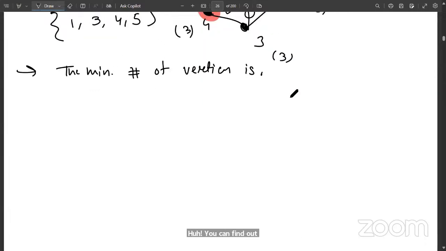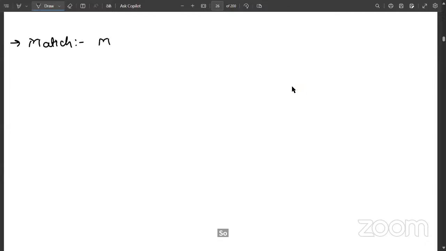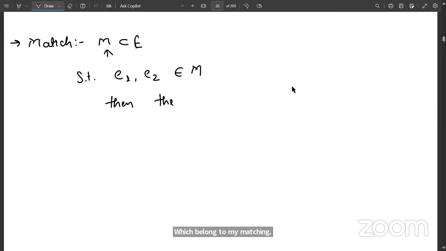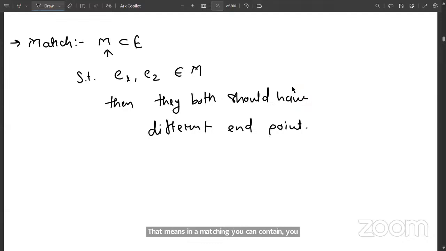Ma'am, this matching part I couldn't understand. Yeah, I haven't defined matching. So what is a matching? Matching is nothing but a subset of the edge set, in such a way that any two elements in this set, for example if E1 and E2 are two edges which belong to my matching, then they should have different endpoints. That means in a matching you consider edges which have different endpoints.